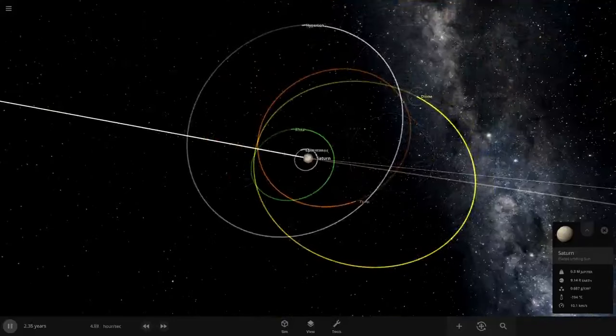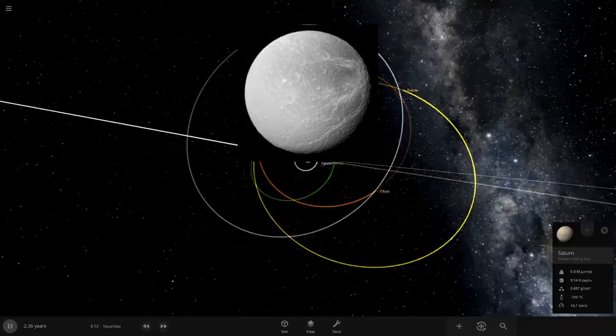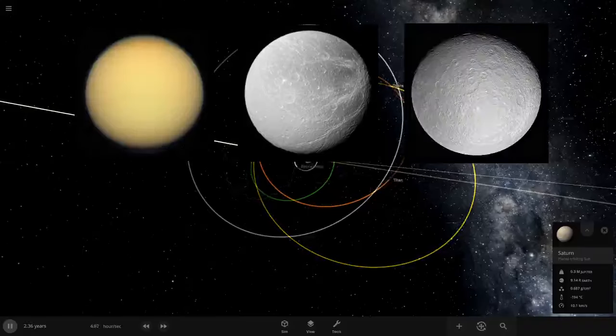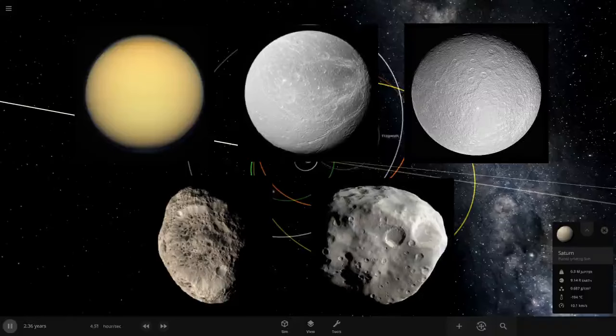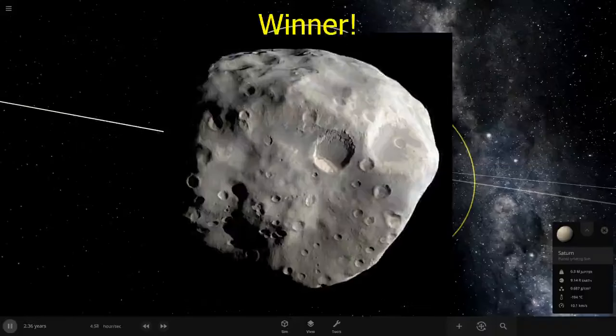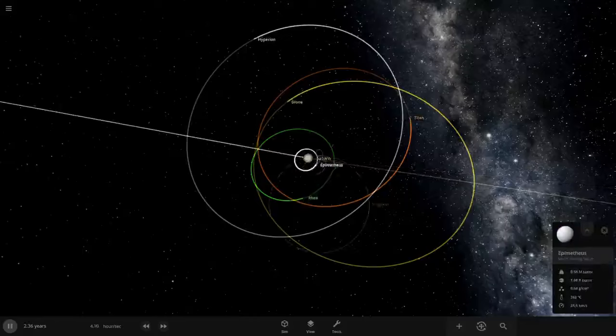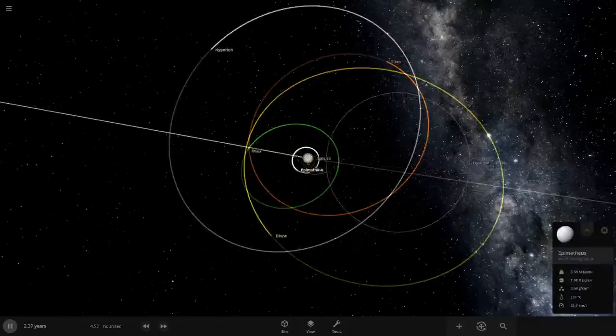So what we're left with is Dione, Titan, Rhea, which is three major moons left, and there's two little moons. So we got Hyperion and Epimetheus, which if there had to be a winner here, it would probably be Epimetheus since it destroyed a lot of moons. But yeah, that'll probably be the end of this one.